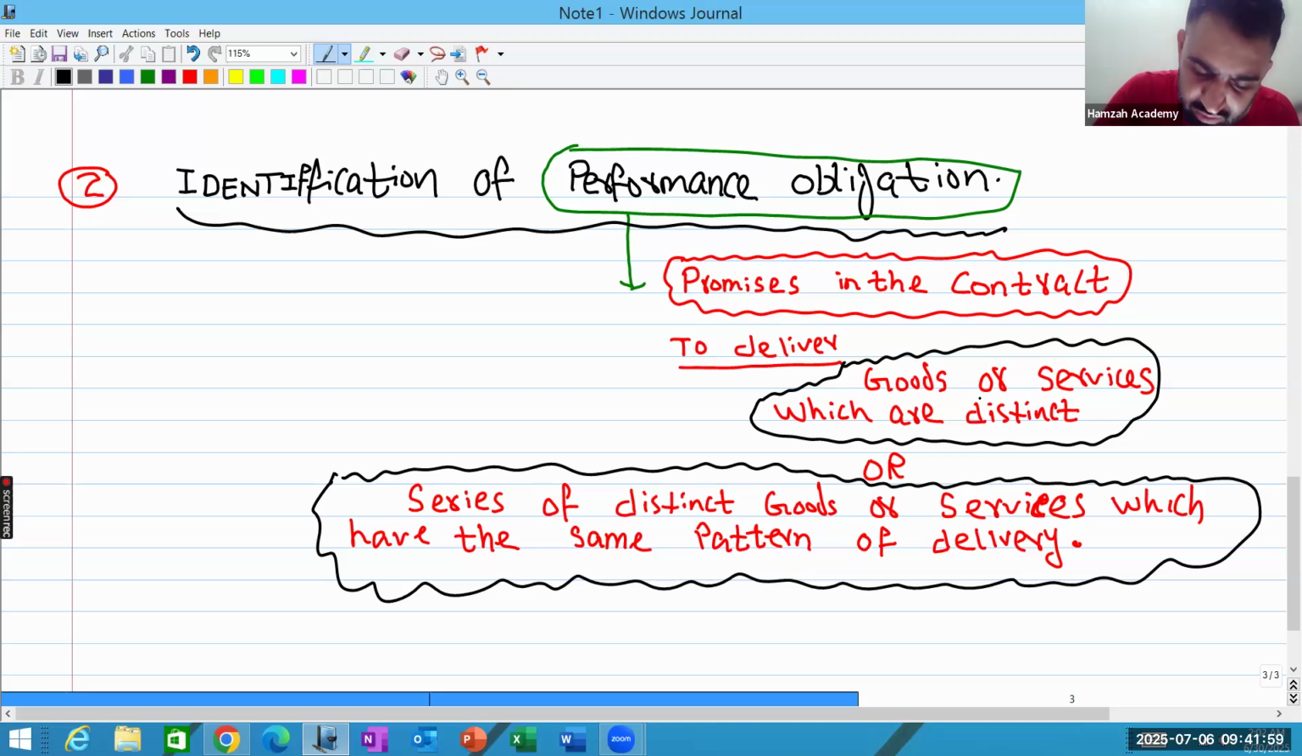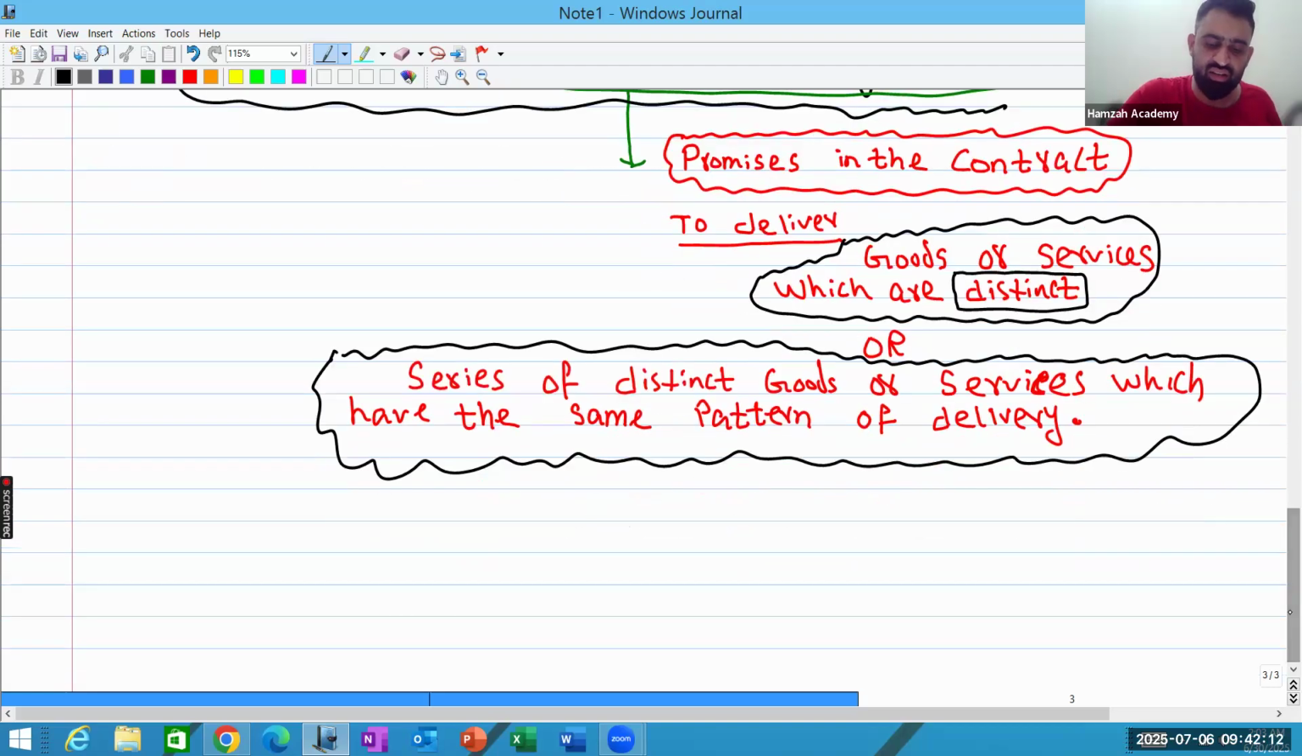Now, we have the word distinct. Distinct means an identifiable separate performance obligation. Now, for example, I would elaborate the concept of the distinct performance obligation through an example.